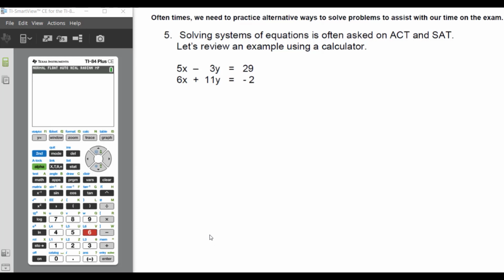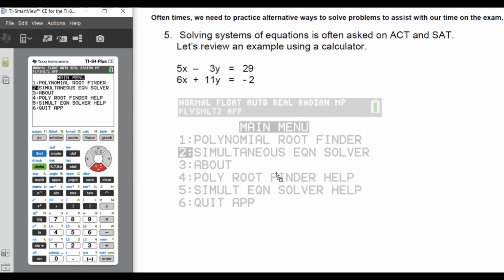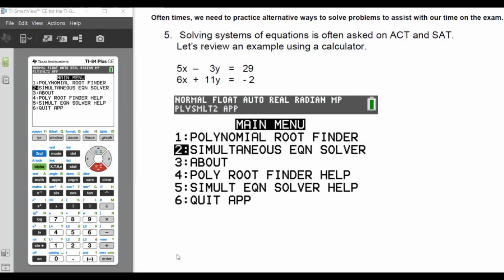So the solution to number 5, we're going to use an app called the Polysimultaneous 2 app. So that's apps Polysimultaneous 2. I'll run that app. And we're going to use number 2, the simultaneous equation solver in that app. And so it says how many equations, how many unknowns? Well, 2 equations, 2 unknowns. Notice it'll go all the way up to a 10 by 10.